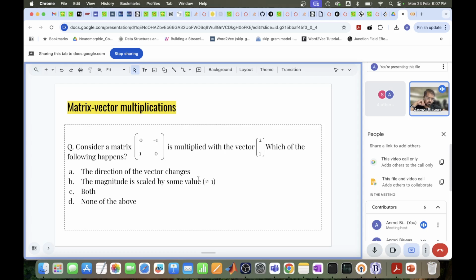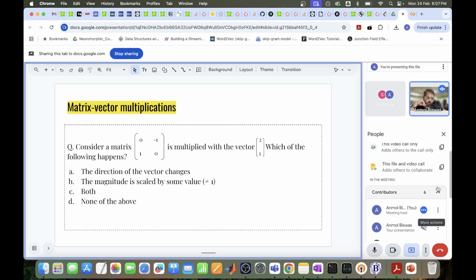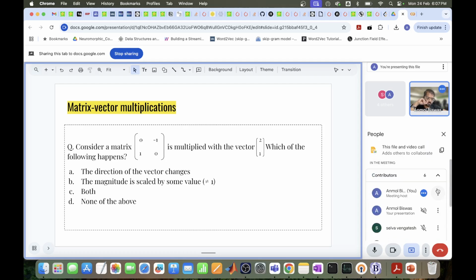So, yeah, so we have the question, the options. So I'll give some time for everyone to look it up, and you can share your answer in the chat. And, in a couple of minutes, I will discuss the solution.